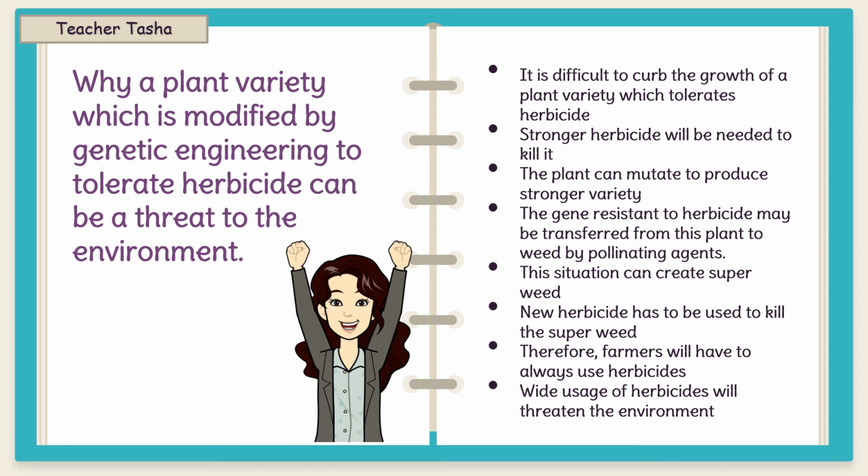Stronger herbicides will be needed to kill it. The plant can mutate to produce a stronger variety. The gene for resistance to herbicide may be transferred from this plant to wheat by pollinating agents. So this situation can actually create superweeds. Now, a new herbicide has to be used to kill the superweed. Therefore, farmers will have to always use herbicide, and wide usage of herbicide will actually threaten the environment. So we don't want that.